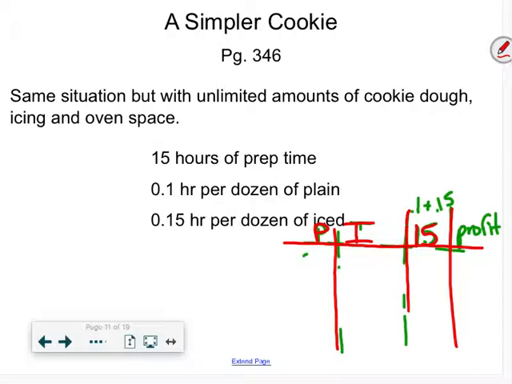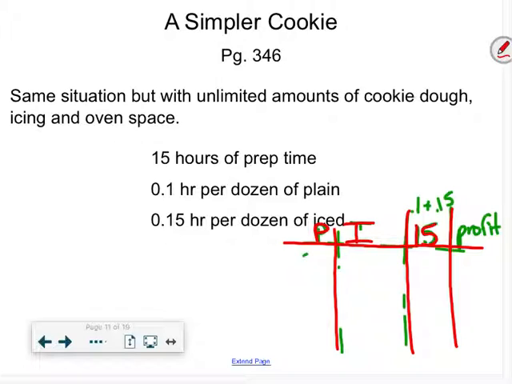But what if we had unlimited dough and unlimited oven space and unlimited icing? Our only factor here is we have 15 hours of prep time. So now in the back, we're labeling this 346. You're going to have just a four column table. We're going to list the number of plain you want to try, the number of iced, and the 15-hour limit. We're checking to make sure we stay at 15 hours or less, and we're curious how much profit we could make.